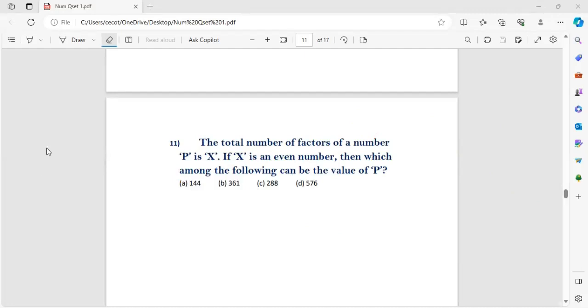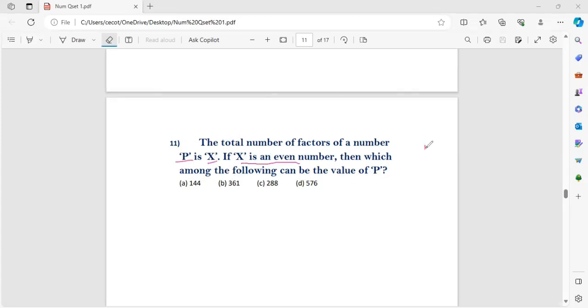This is actually based on the basic concept of factors. If you're thorough with the factors concept, you'll be able to answer this in a fraction of a second. Or else you might go through the options and solve each option, which will take time. So let's check the question. You are given a number p. The total number of factors is given to be x. Now, if x is an even number, which among the following can be the value of p?